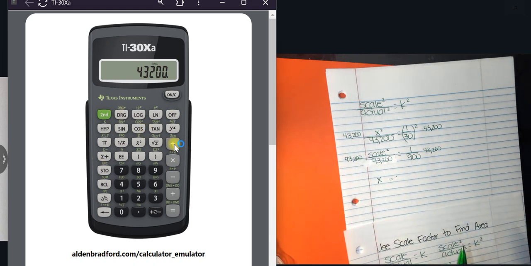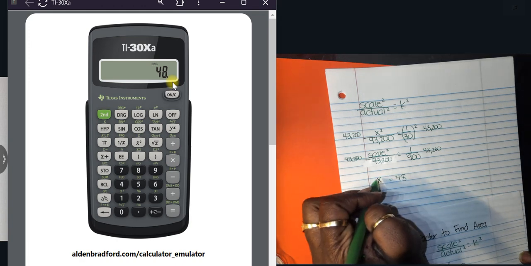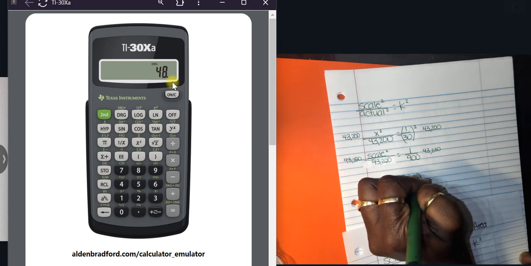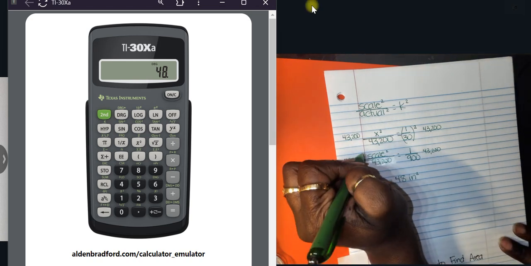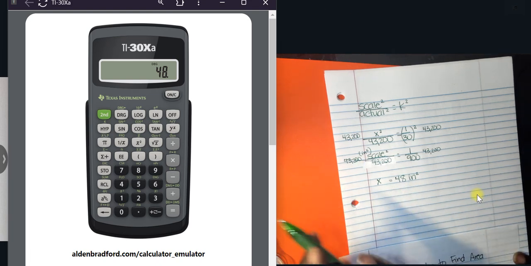So 43,200. I'm going to use division, but you could also use multiplication. So you could actually multiply it by 1/900, and then you'll still come out with the correct answer, which is going to be 48. And remember that X represented area, so square inches. In this scale, that's what that represented. All right, so our answer for this one is going to be 48 square inches.